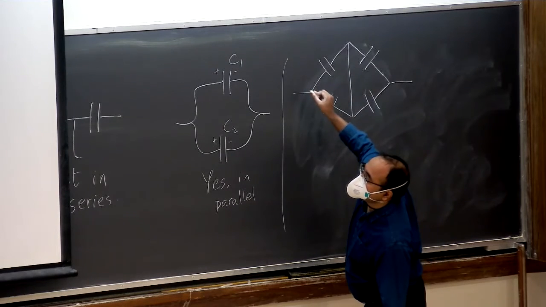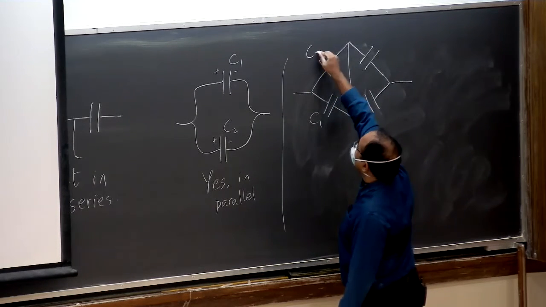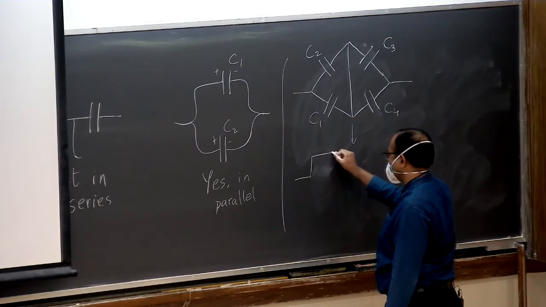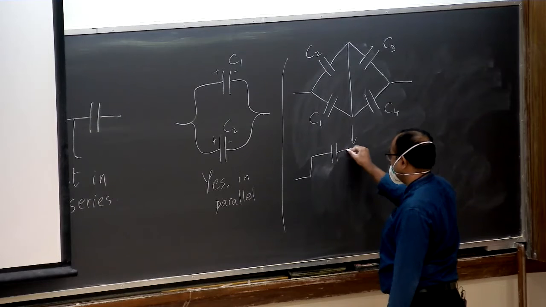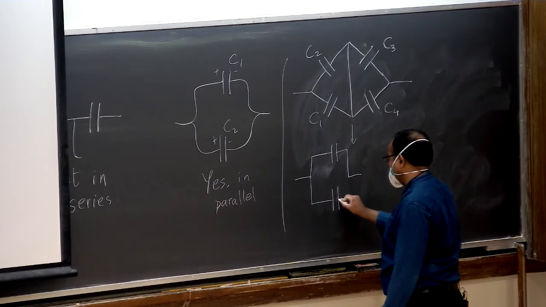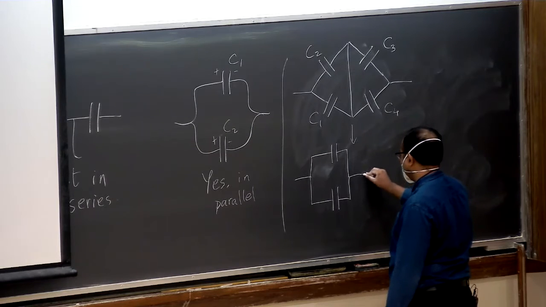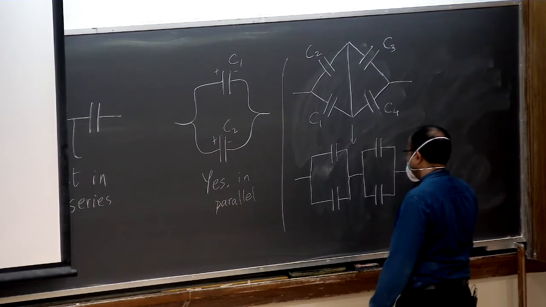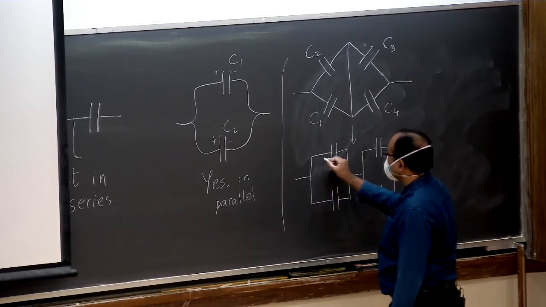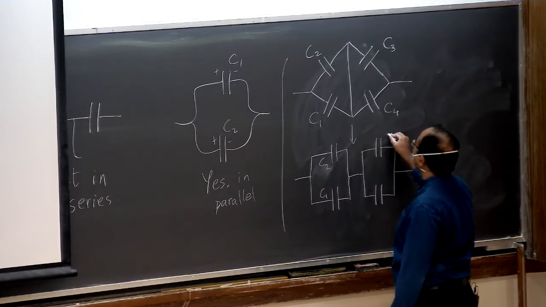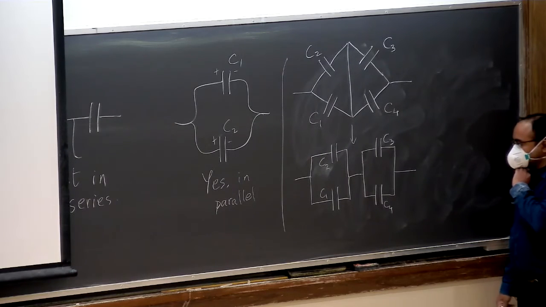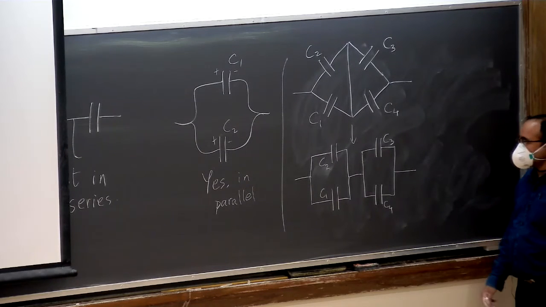Right, so we have C1, C2, C3, C4. I could redraw this as... this. So C2, C1, C2, C4. You can see that I've kept the connections the same. I've just stretched or shortened wires.